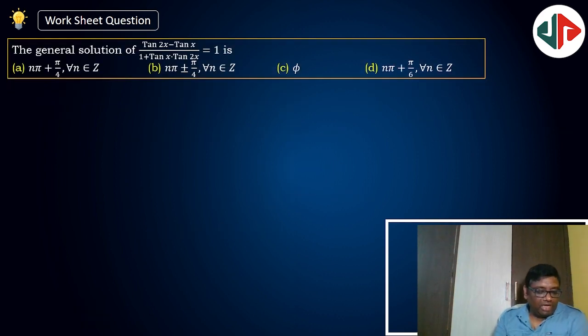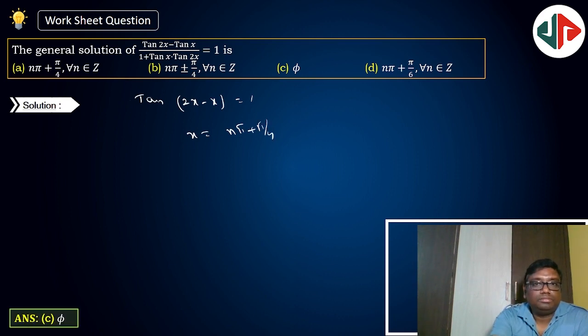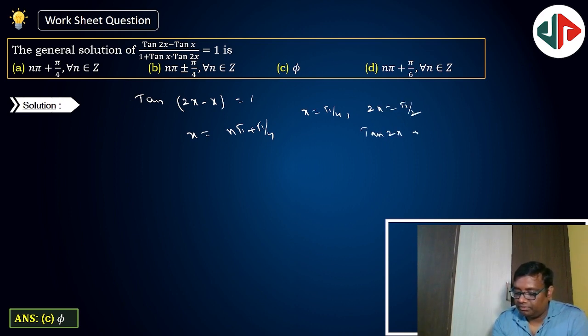The general solution of tan of 2x minus... it is nothing but tan of 2x minus x is equal to 1. So tan x is equal to 1 means x is equal to n pi plus pi by 4, where n is an integer value. Here clearly x is equal to pi by 4 means then 2x is equal to pi by 2. But tan of 2x is not defined now. Not defined means then x value is the empty set.